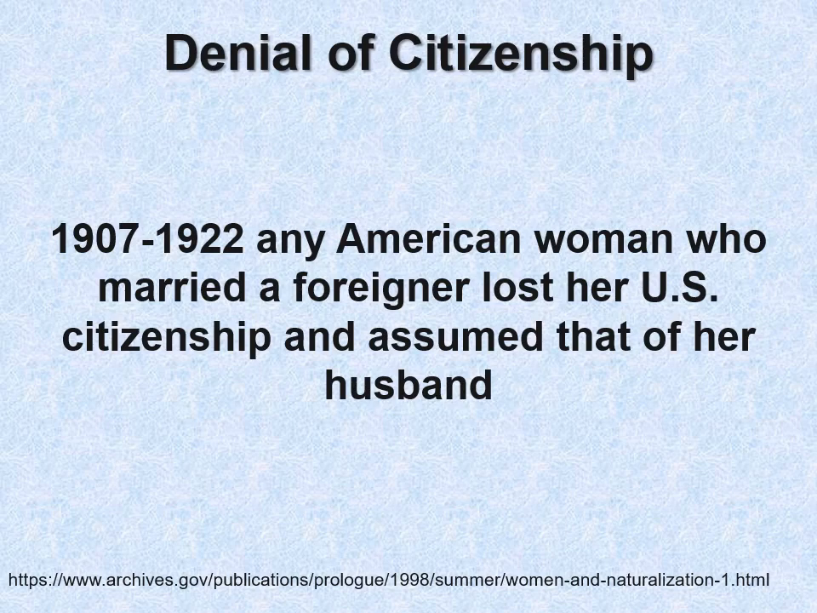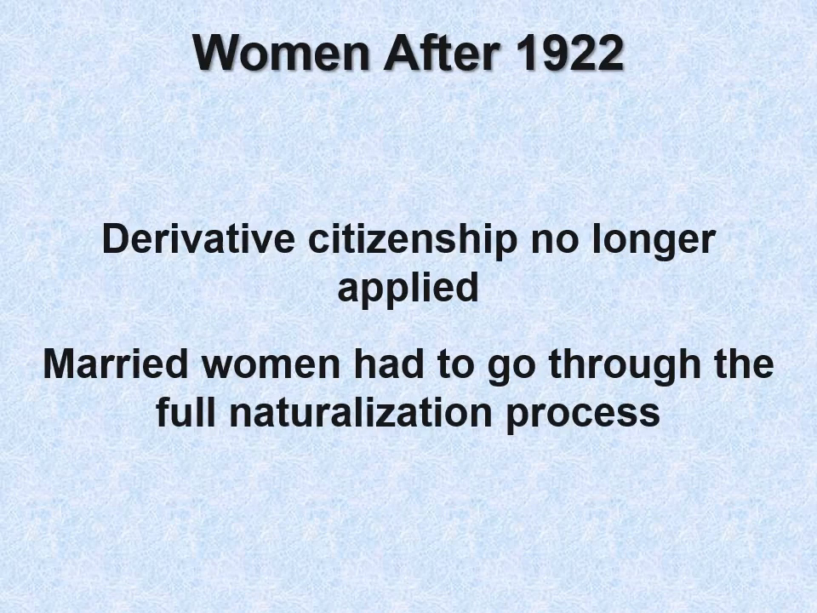Then what happened was, there was a period of time between 1907 and 1922 when any American woman who married a foreigner who was not a citizen of the U.S. lost her U.S. citizenship and assumed that of her husband. For women after 1922, that derivative citizenship no longer applied, and married women had to go through the full naturalization process if they were not born in the United States.